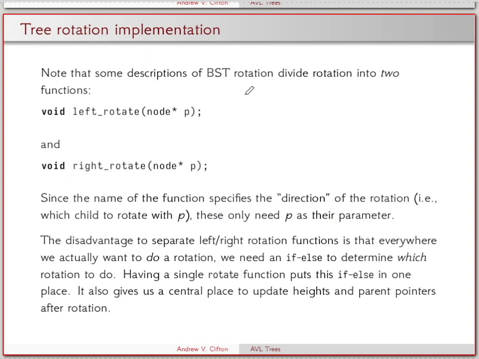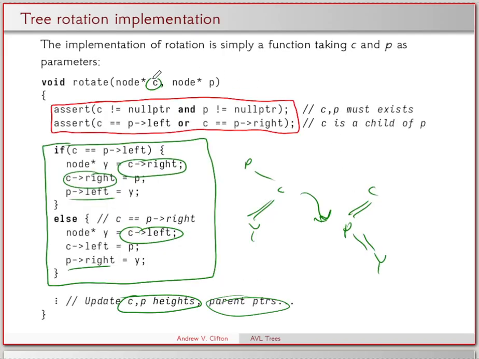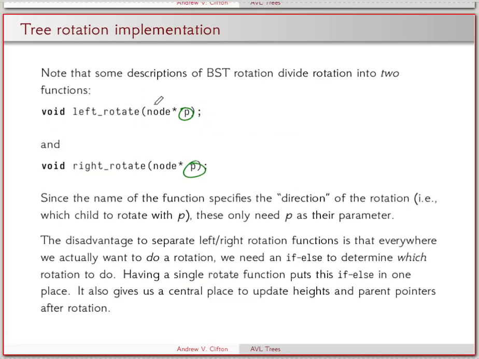One thing to note is some versions of rotation divide this up into two different functions that take just the parent pointer as their parameter. Our function takes child and parent as parameters and then deduces their relationship from them. But some versions just take the parent and use the name of the function to determine which child we're rotating. So here we're going to rotate with C arrow left, and here we're going to rotate with C arrow right.